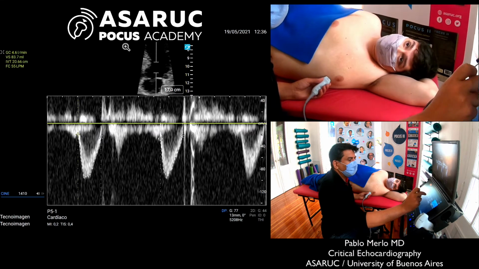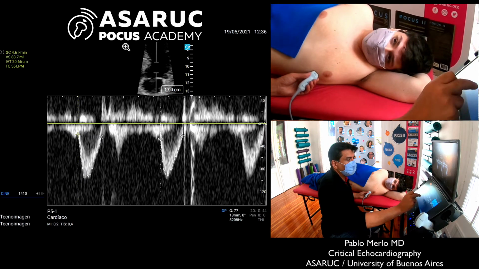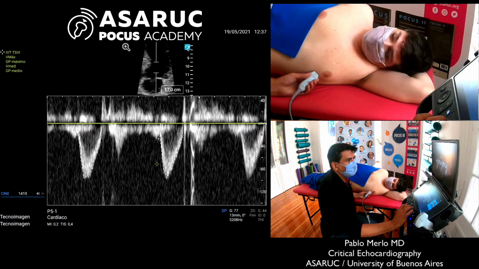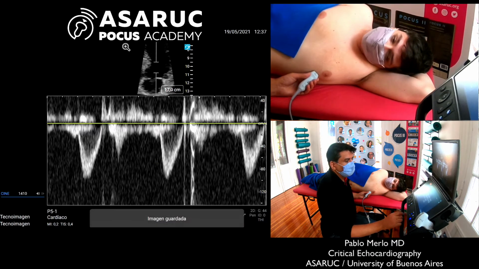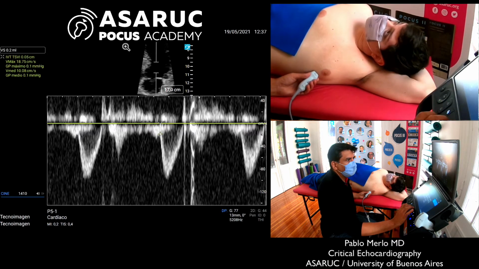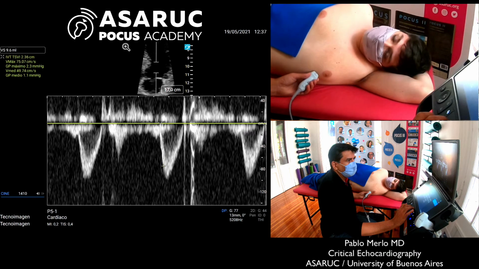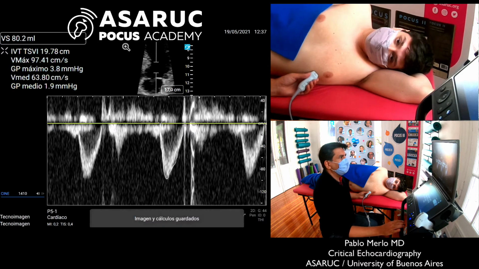To do so, the device converts outflow tract diameter into outflow tract area. The outflow tract area is multiplied by the aortic VTI. The normal value of the aortic VTI is 20 centimeters, which may vary due to a number of reasons. We're now tracing the velocity time integral, or aortic VTI. Its value in this patient is slightly below 20, almost 20 centimeters.